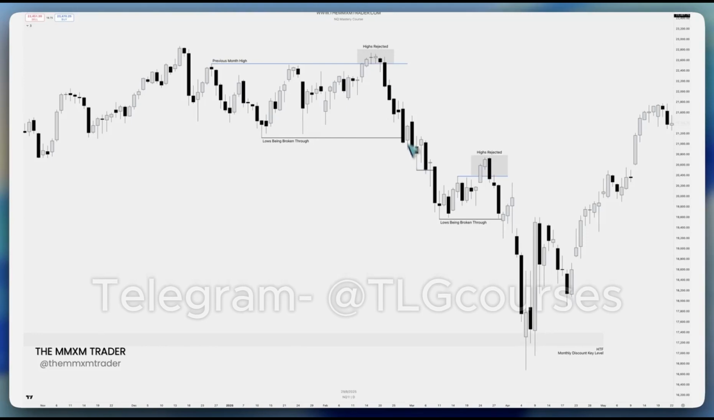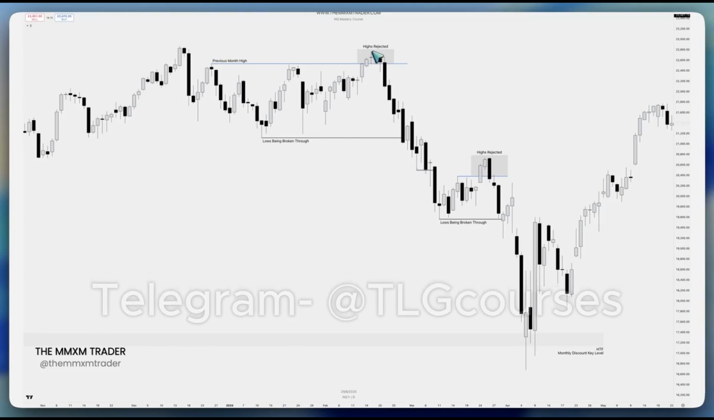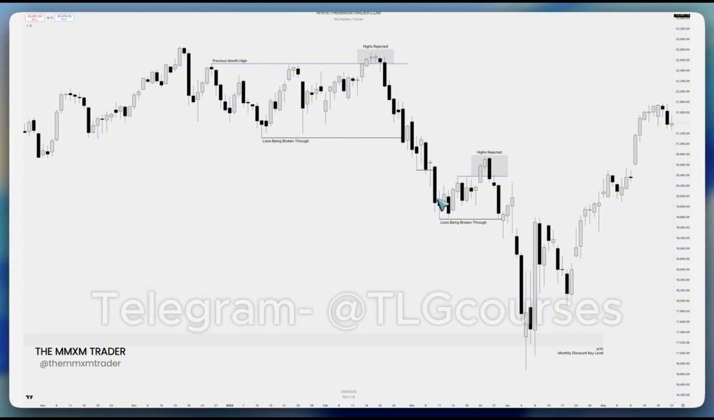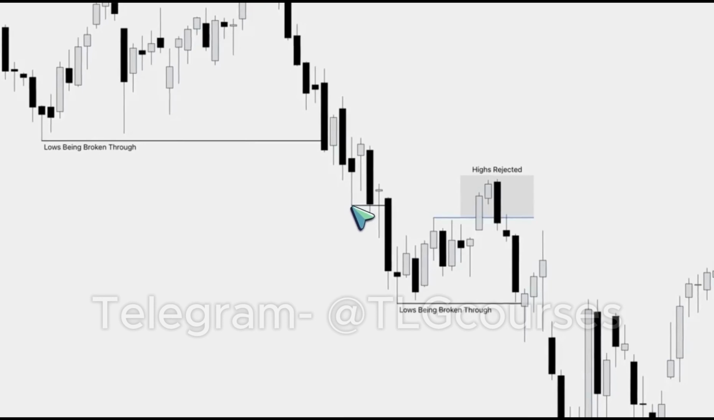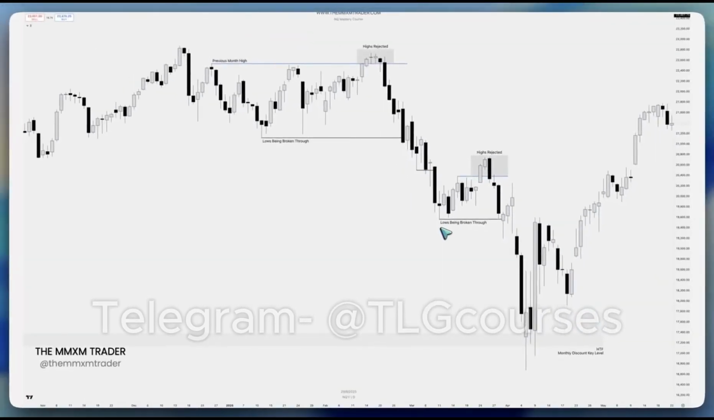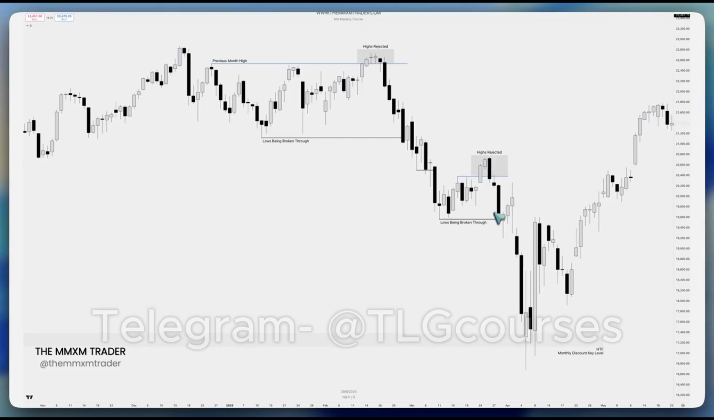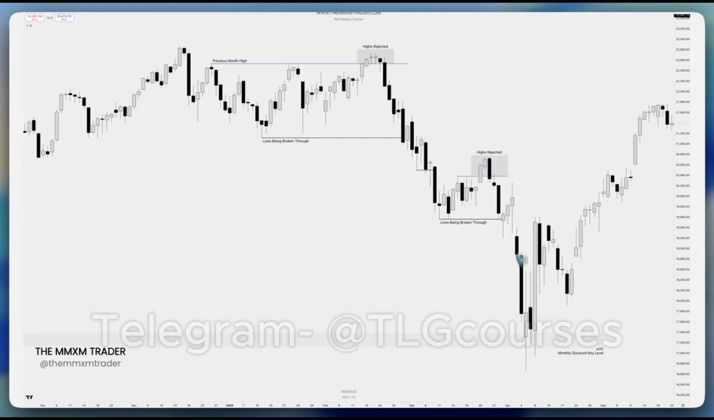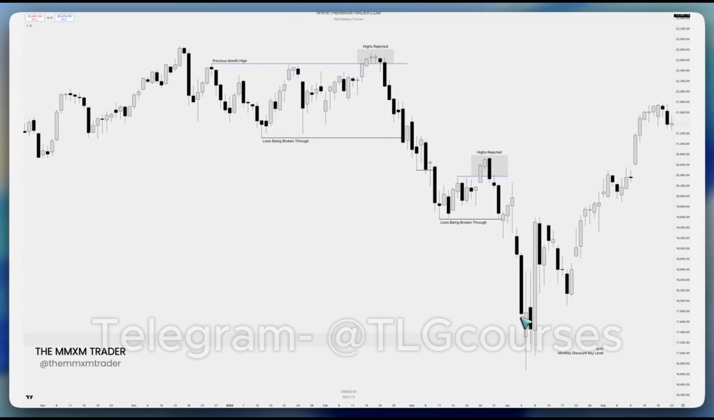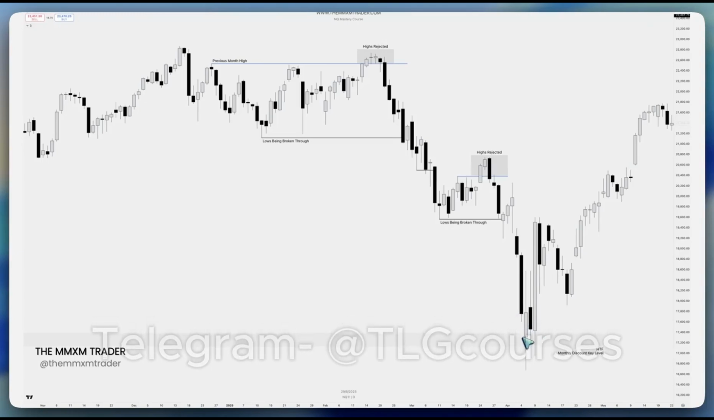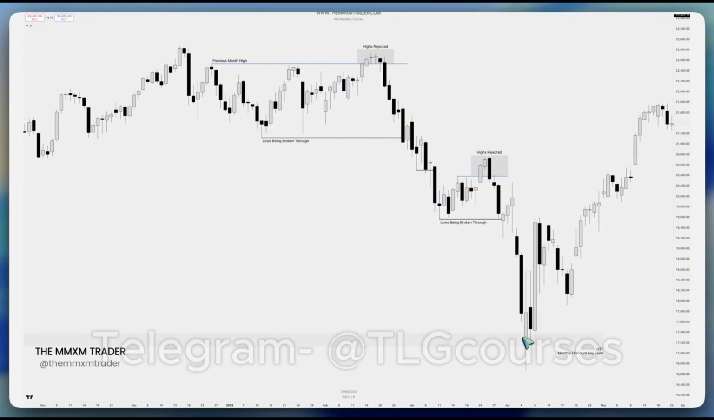Lows being broken through. So notice what's happening to the highs: we're rejecting them. What's happening to the lows? We're breaking through them. Short-term low here, breaks through it, goes up, trades above a high, rejects the high. What does it do to the low? Breaks through it. This is bearish order flow until you get to an opposing higher time frame key level. Now we get to an opposing higher time frame key level.